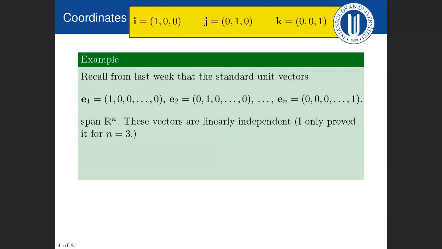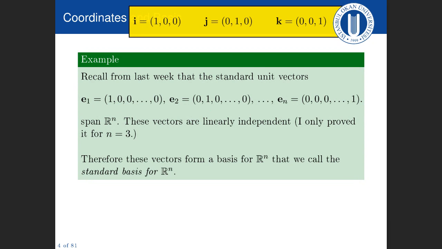Recall from last week the standard unit vectors: e1 is the vector with a 1 in the first position and all the other coordinates are 0. e2 has a 1 in the second position and all the other coordinates are 0, etc. Last week we saw that these span Rn. I actually only proved it for the case n equal to 3, that these vectors are linearly independent. If we have that we span the whole vector space, and if we have that they are linearly independent, then that means that they are a basis. This basis we call the standard basis for Rn.